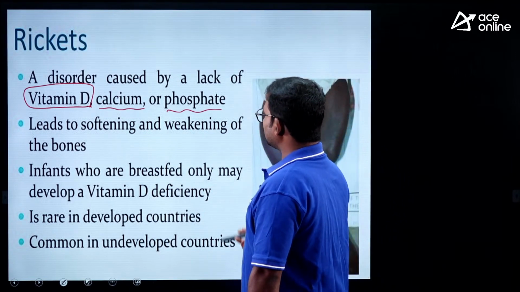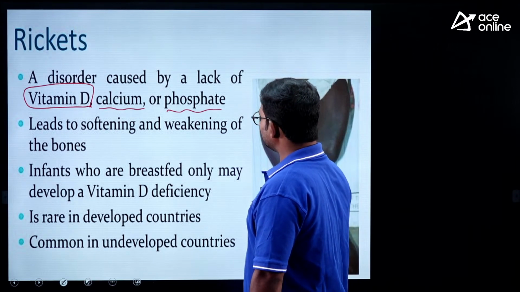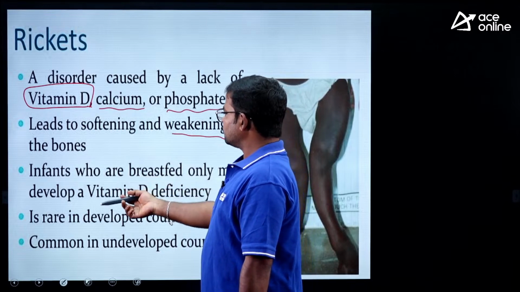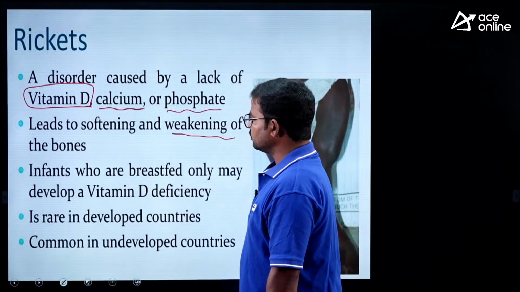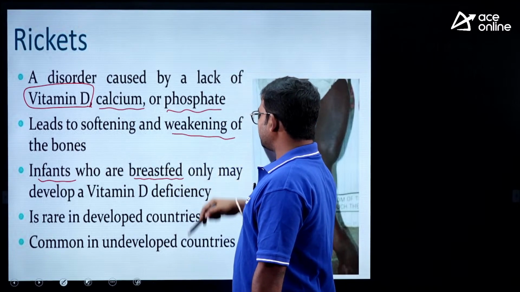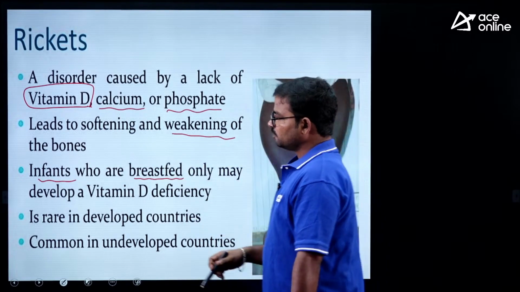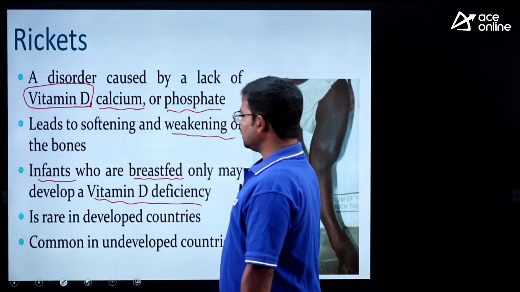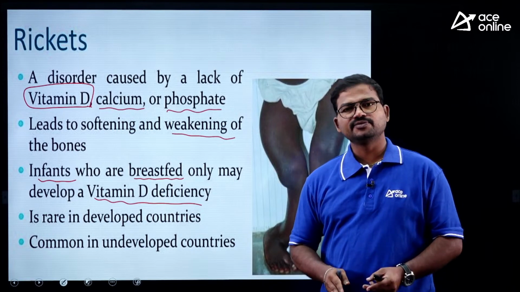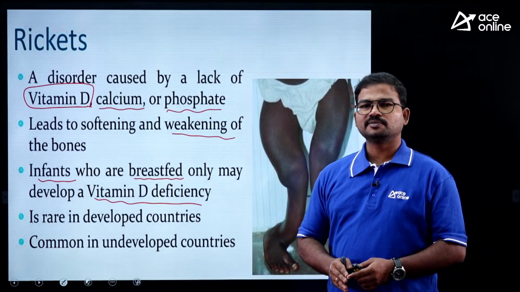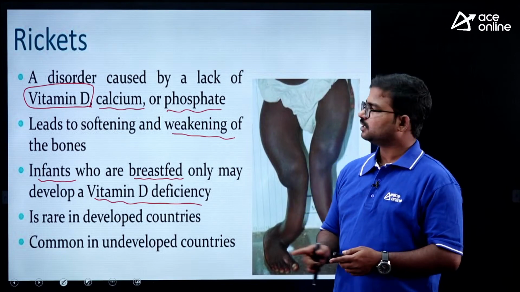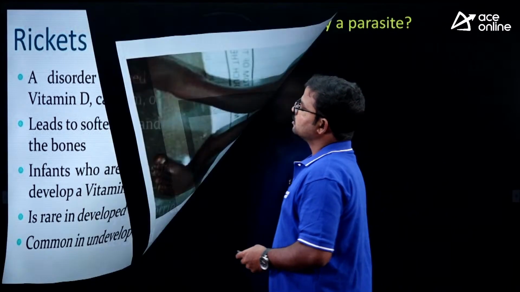If you observe rickets, mostly the bones are softening and weakening. Mostly we observe this type of problem in infants. Infants who are breastfed only may develop a vitamin D deficiency. So this is some of the information about rickets. From your examination point of view, you have to remember rickets is majorly caused by the deficiency of vitamin D.